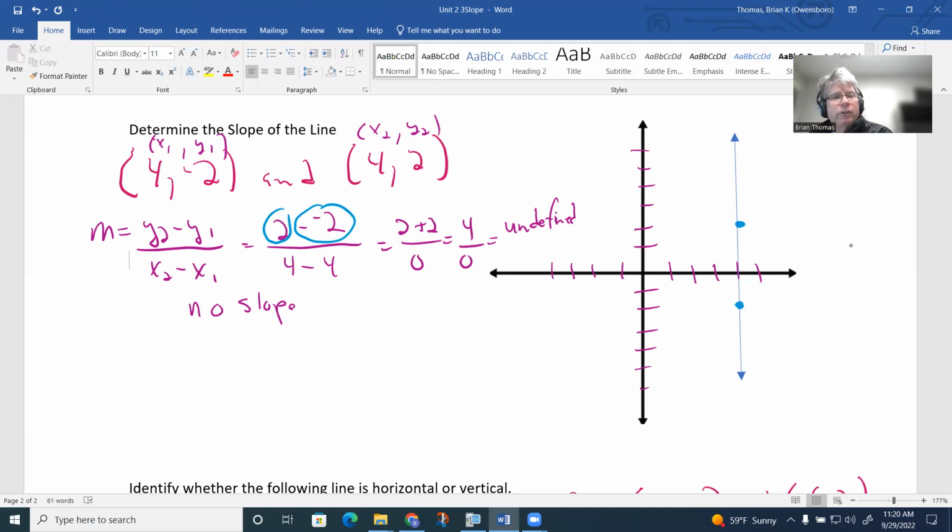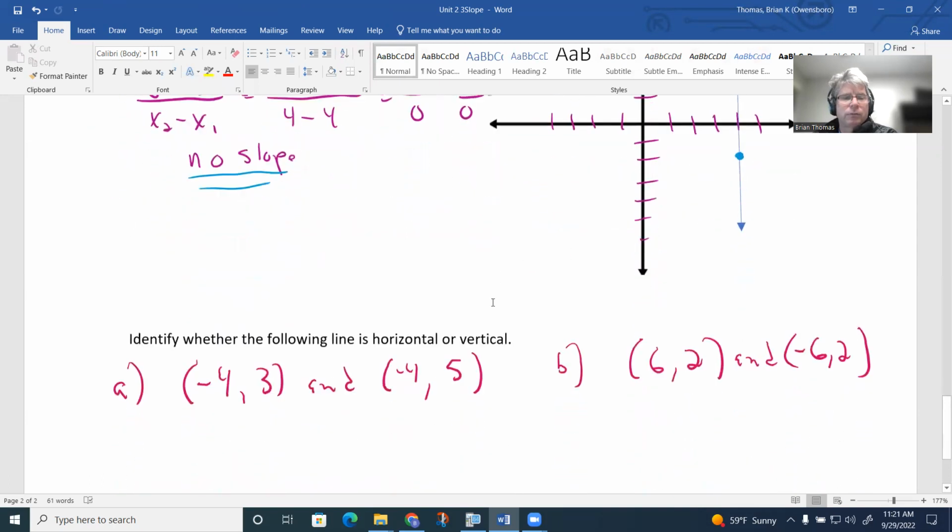So if the x value is the same, this is going to be a vertical line. And vertical lines actually don't have a slope, nor do they have a y-intercept. Notice how it's parallel to the y-axis here. So the graph doesn't actually cross the y-axis either. So there's not even a y-intercept on that either.